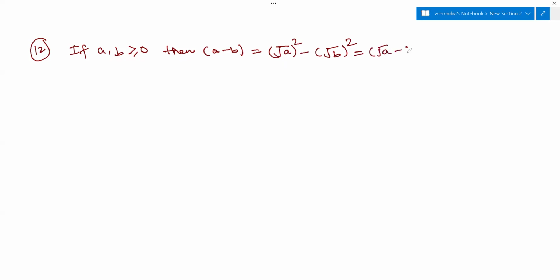If a, b is greater than or equal to 0, means a and b are positive, then a minus b equals a, I can write it as square root of a whole square minus square root of b whole square, which can be written as square root of a minus square root of b into square root of a plus square root of b.